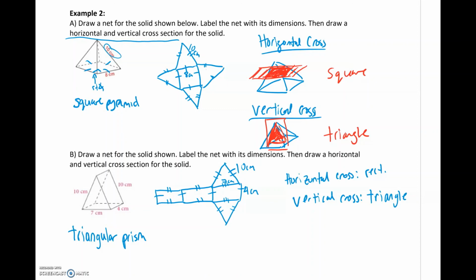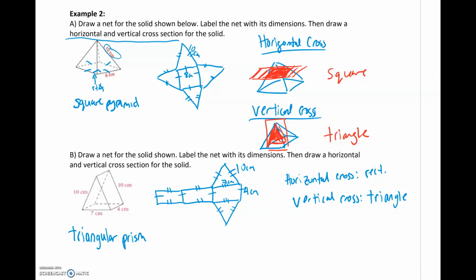In this case, because of the way the shape is positioned, if we're cutting horizontally, we're not cutting parallel to the base, we're cutting parallel to that bottom rectangle. So the horizontal cross section is a rectangle, and the vertical cross section is a triangle. So do take a look at the orientation of your shape. That concludes our introduction to solid shapes. Please let me know if you have any questions.